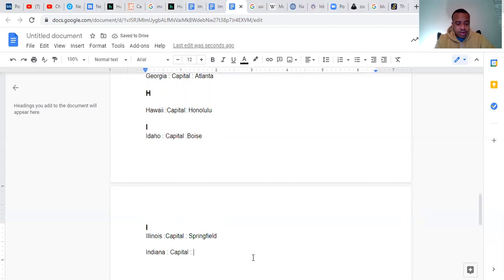Now, Indiana is one of the few states whose capital is named after it. The capital of Indiana is Indianapolis. The capital of Indiana, Indianapolis.